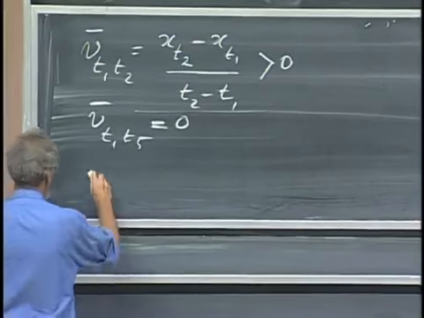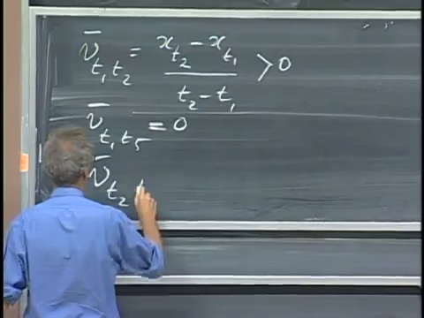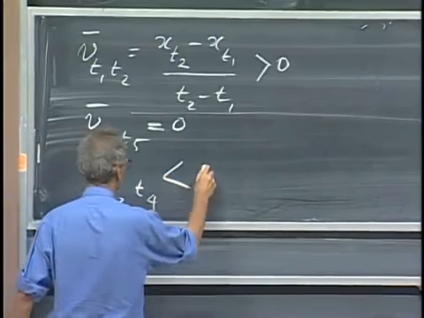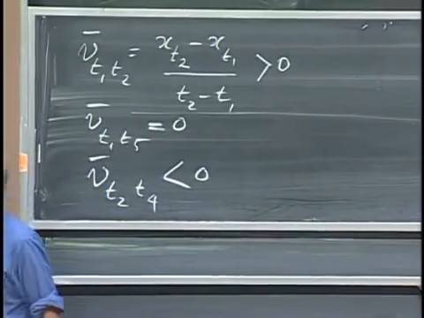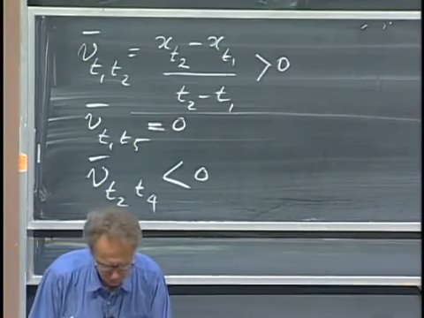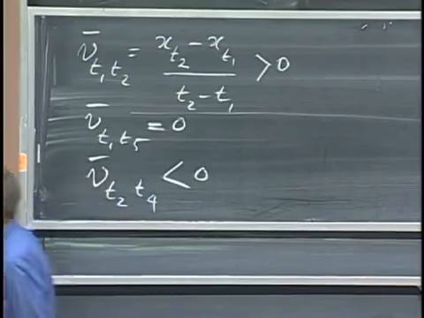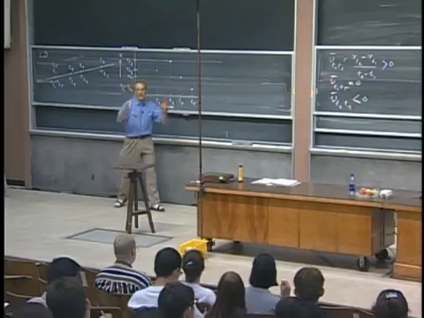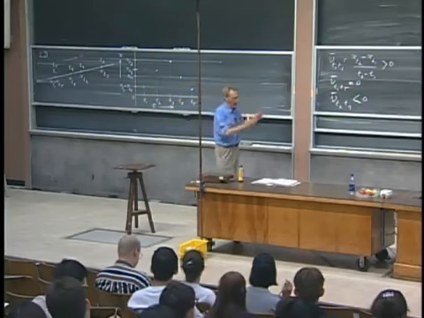If I had chosen t4 and t2, the average velocity between time t2 and t4, you would have seen that that is negative because the upstairs is negative. Notice that I haven't told you where I choose my 0 on my x-axis. It's completely unimportant for the average velocity.